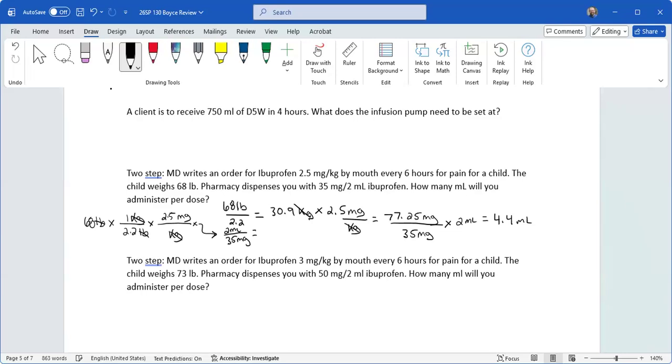And if I set that up where I save my rounding to the very end, so 68 divided by 2.2 times 2.5 times 2 divided by 35, you're going to get a rounded answer of 4.4. So I just wanted to show you that whether you do your rounding initially when you convert pounds to kilograms, round to the nearest tenth, or if you wait and do it at the end, it still should end up being about the same final answer.